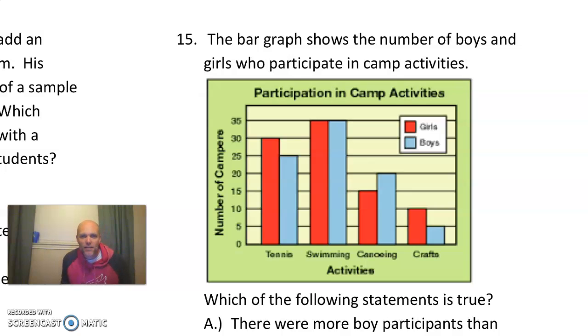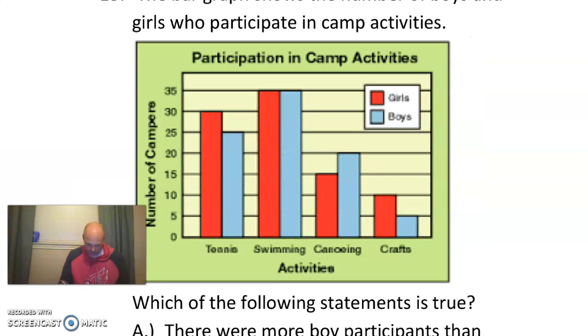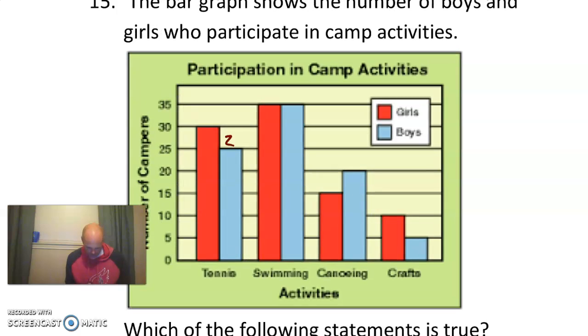All right. There were more boy participants than girls. So boys are in blue. So let's just go ahead and add them all up. Let's see here. We've got 25. I'm going to go ahead and label the girls too. And 30 for girls. 35. 35. 15. 20. 10. And 5.